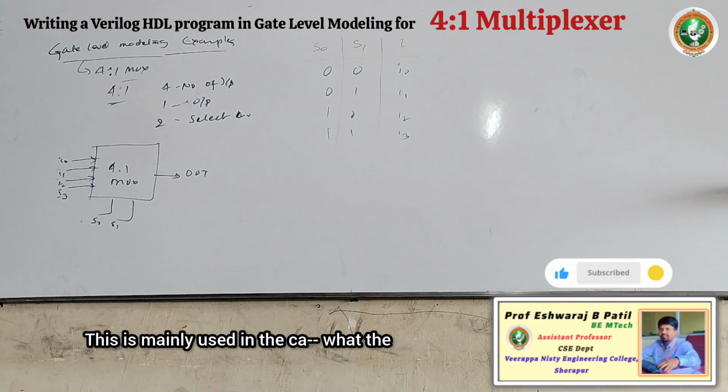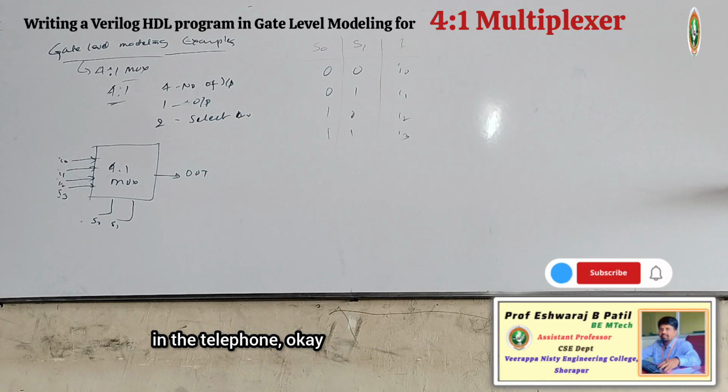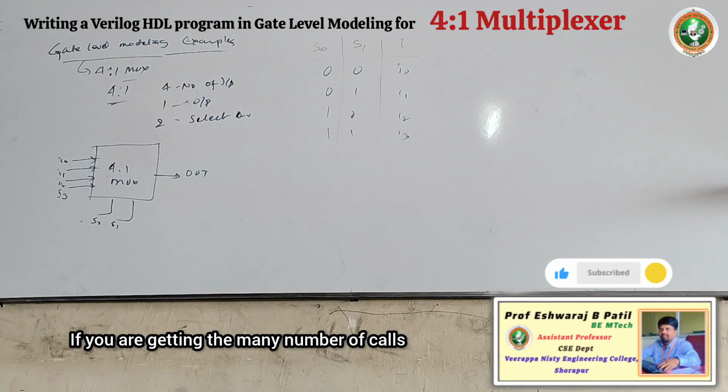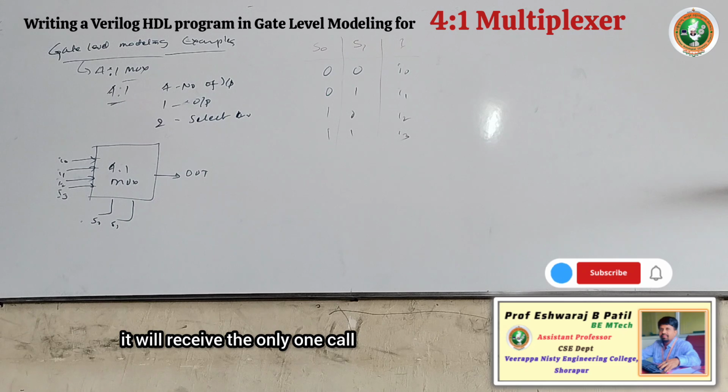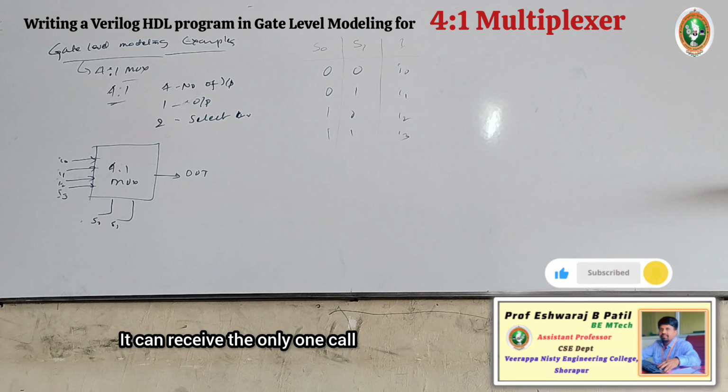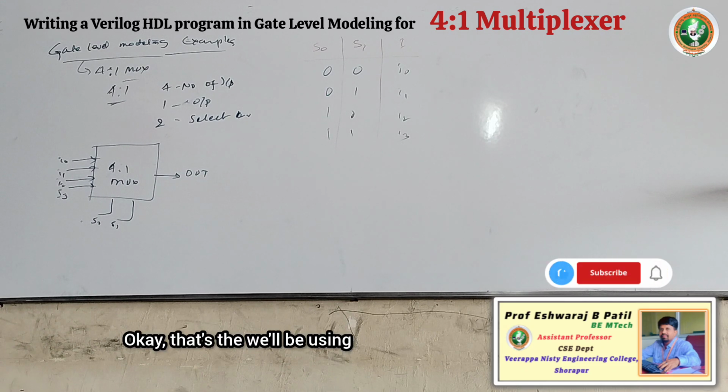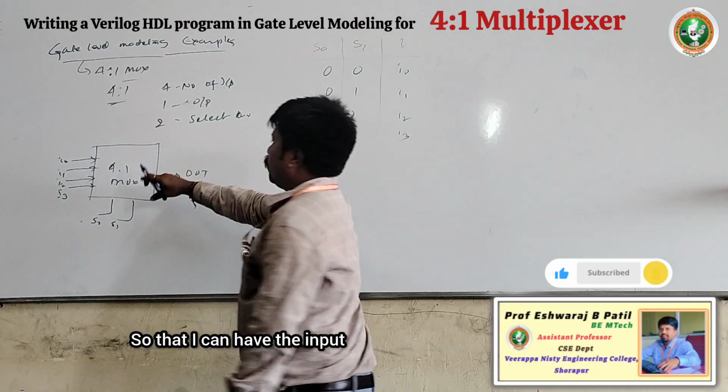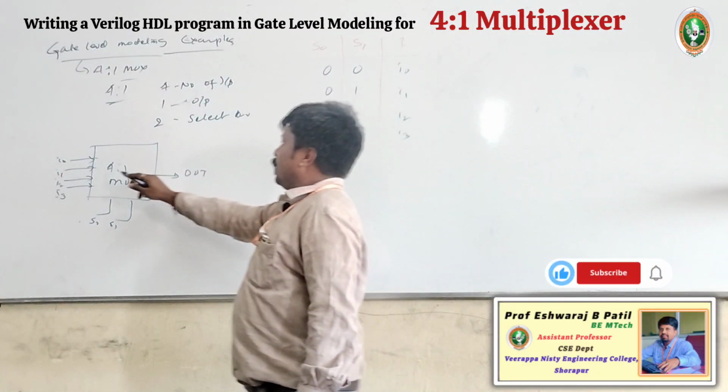This is mainly used in the telephone. If you are getting many calls at the same time, it will receive only one call. We can receive only one call. That is what we will be using, so that I can have the inputs. How many inputs are there? That one I can select.